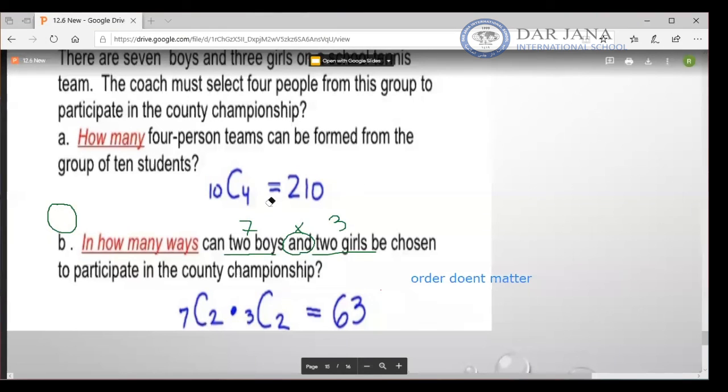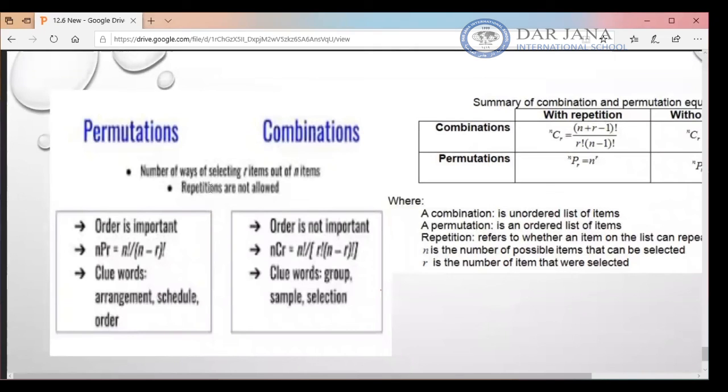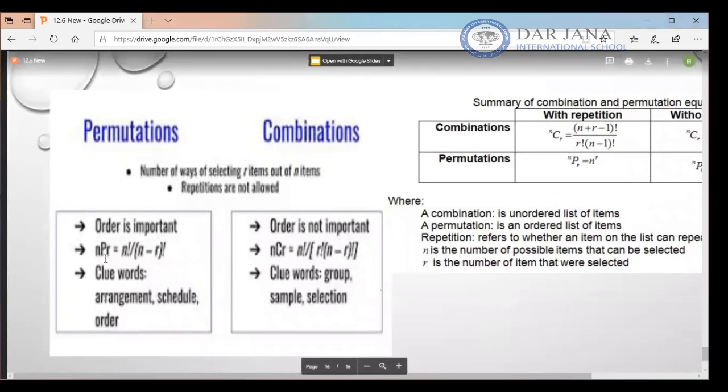Now let's go to the last slide, which is in a way a summary of the lesson. You're going to tell me, Miss, how are we going to know when to choose the combination, when to choose the permutation? We have some keywords. You're going to use them. I mentioned them here. For the permutation, order matters. For the combination, order doesn't matter. The common ones are number of ways selecting R items out of N, and repetitions are not allowed. So here, the formula for the permutation is NPR, which is N factorial over N minus R factorial. Clue words: arrangements, schedule, order.